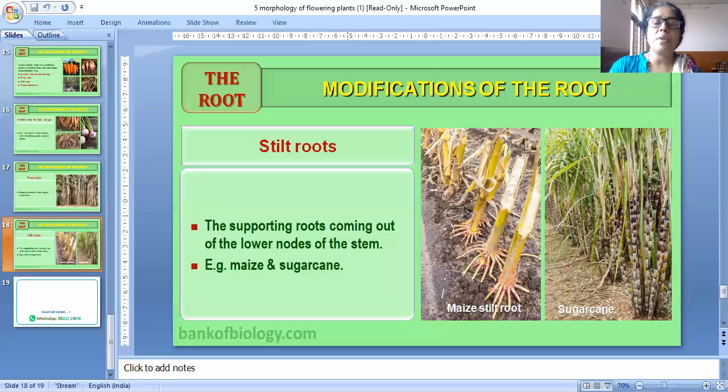Now we are going to the flower. The flower is the reproductive unit of angiosperms. It is mainly for sexual reproduction. A typical flower has four different kinds of whorls arranged successively on the swollen end of the stalk or pedicel.